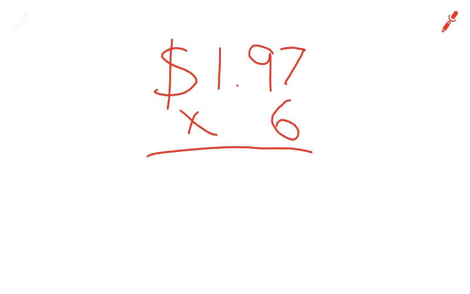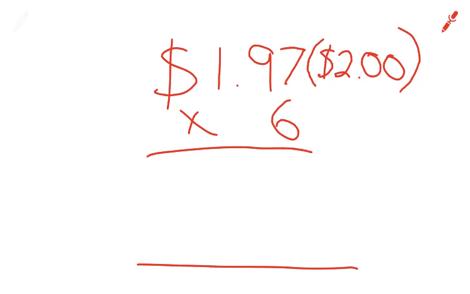They give you a little space over to the side. $1.97 is close to $2. So I want you to write over here in parentheses $2. Then think to yourself, $2 times 6, what would you get? You put that down in your blank below. That'd be $12. 2 times 6 is 12. So $12 is your estimated answer.